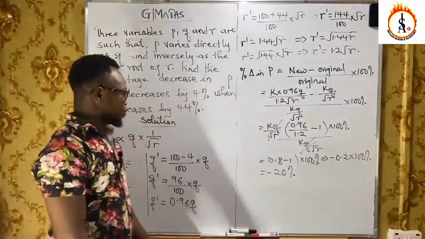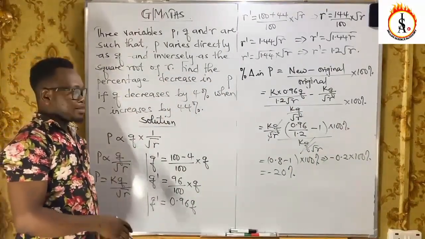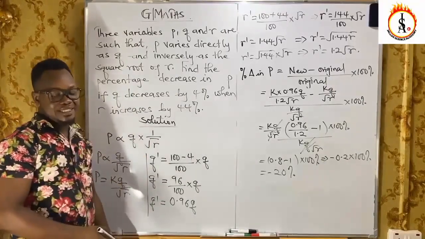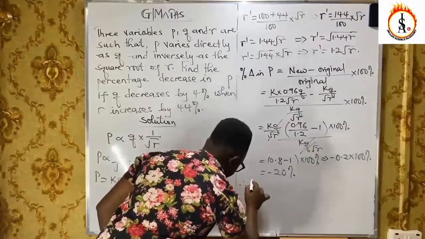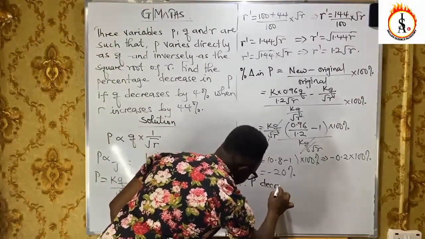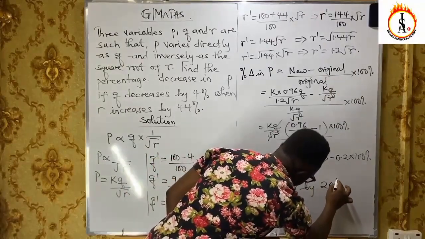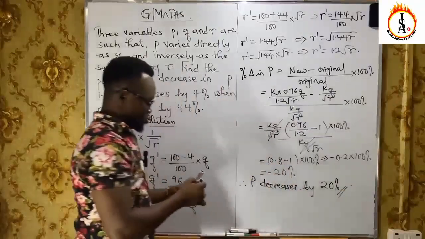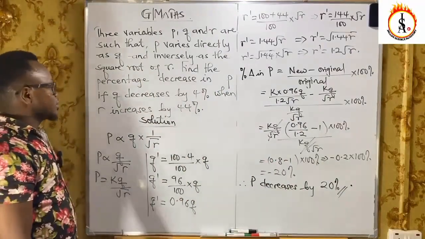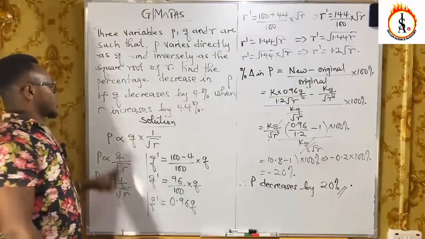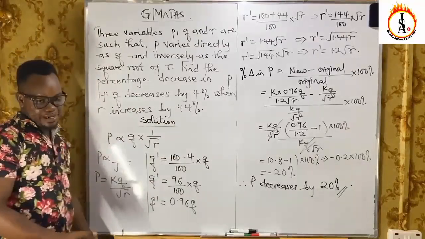This negative value tells you that P is decreasing. Okay, so in writing our final answer, we are going to neglect that negative sign. So therefore, P decreases by 20%. Meaning, so the answer there is 20%. So if Q decreases by 4% when R increases by 44%, the meaning P is decreasing by 20%.